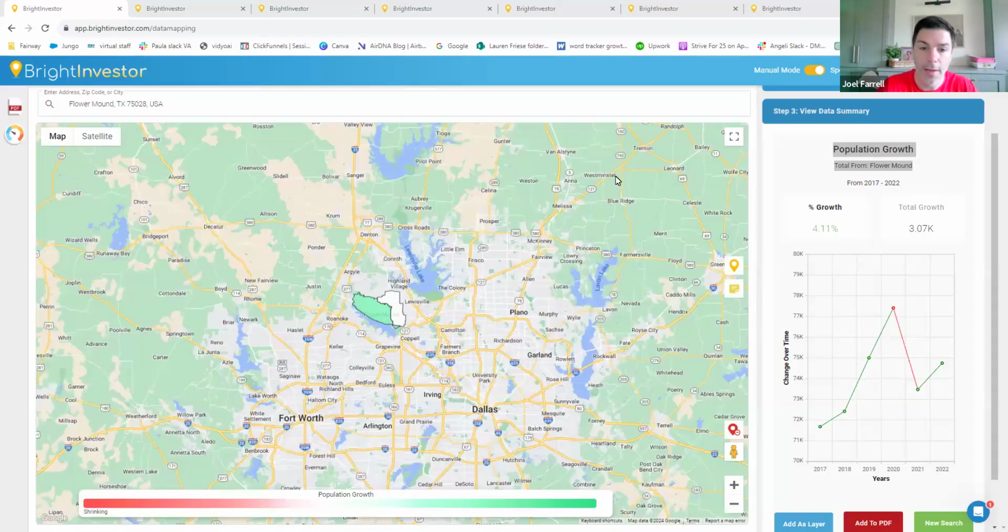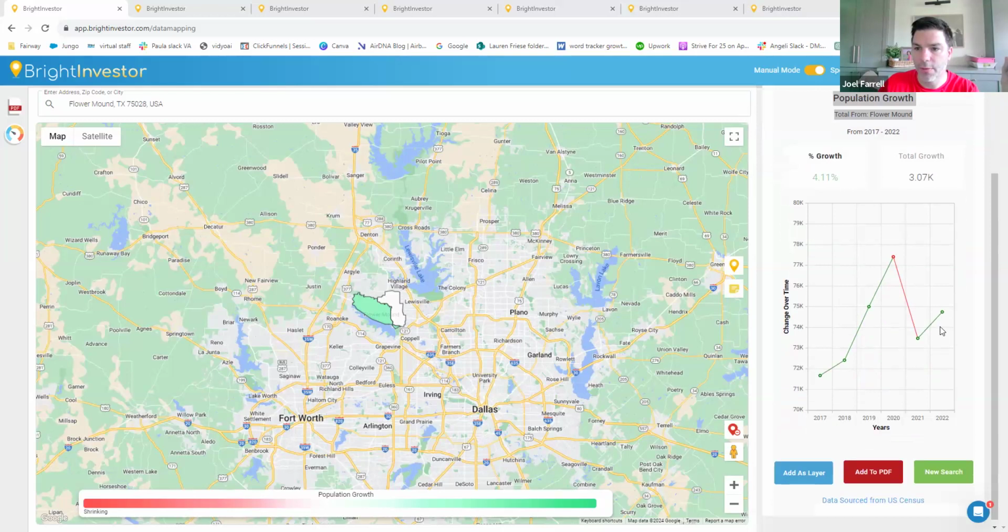And I'm helping a client that's relocating into the Dallas-Fort Worth area. I'm looking at some houses, and so just wanted to share some of the tools that we are using to look at some data. So this is Bright Investor, and you can see this is a setting. We've got Flower Mound in the 75028 zip code, and one of the settings here is going to be population growth.